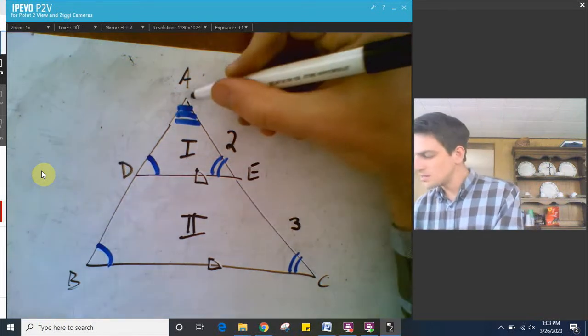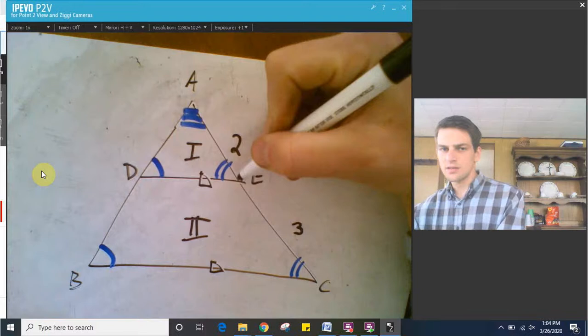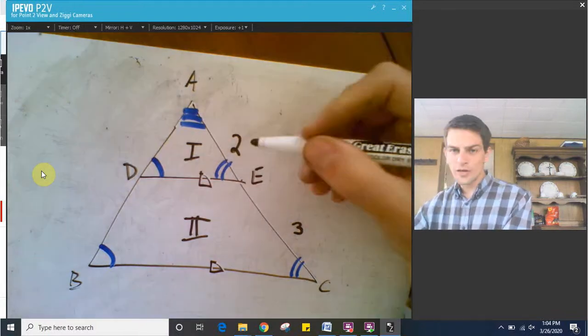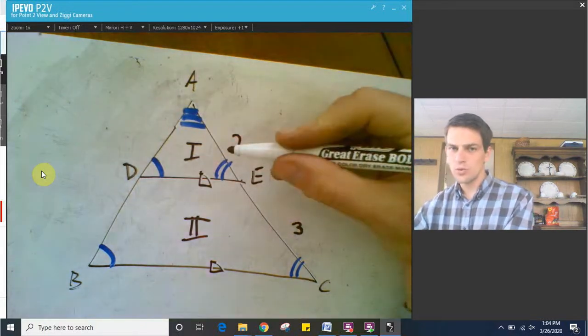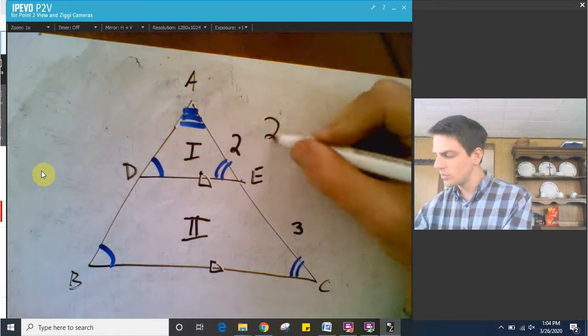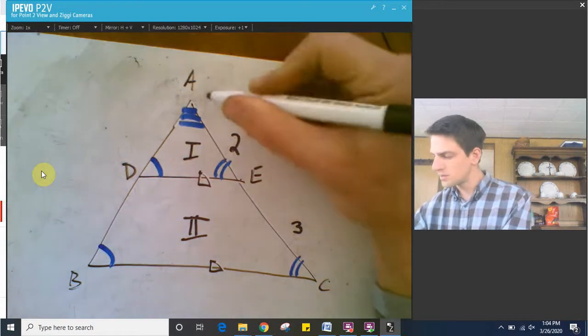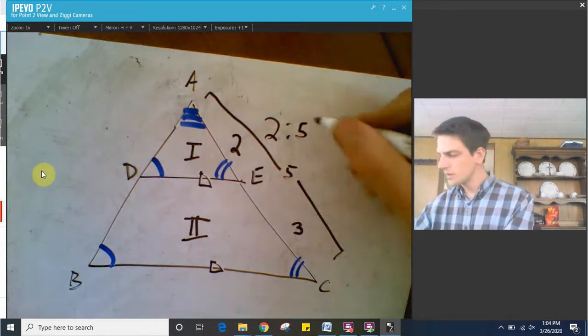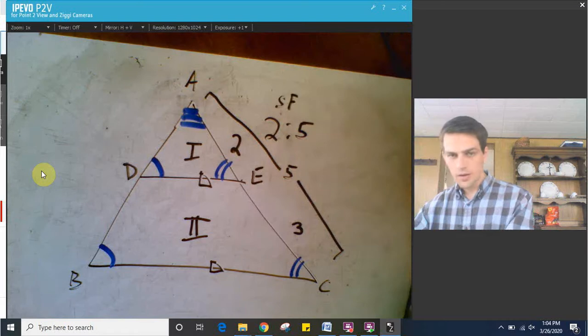So we know that this side length, AE, corresponds to the side AC. So we know the scale factor between these two triangles is going to be 2 to, not 3, but 2 to 5. Notice this entire length here is 5. So that is our scale factor.